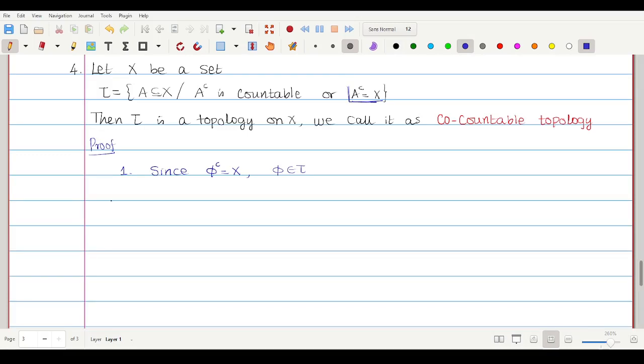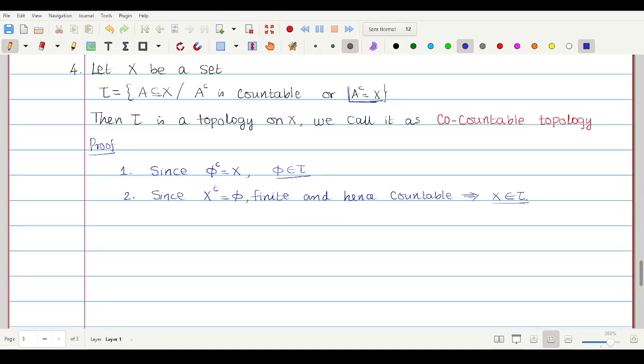Okay, number 2: what is X complement? Since X complement is equal to the empty set, and we know that the empty set is finite and hence countable, this implies that the whole set belongs to tau. So I have stated that the empty set is in tau as the first condition, and the whole set is in tau as the second.